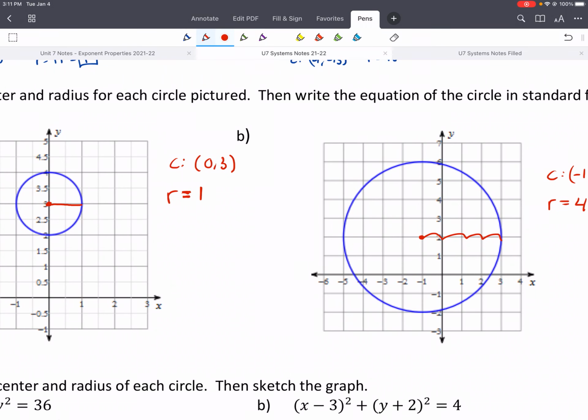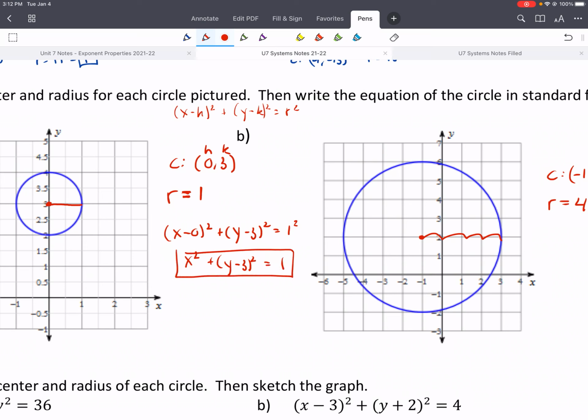Okay, so again, it's kind of hard to see, but on yours you wrote it down at the top. I'll rewrite it here. So (x minus h) squared plus (y minus k) squared equals r squared. Okay, so our center is our h and k, and we already have our r, so we just plug it all in. So we get (x minus 0) squared plus (y minus 3) squared equals 1 squared. But we know that x minus 0 is just x, and we know that 1 squared is just 1. Okay?